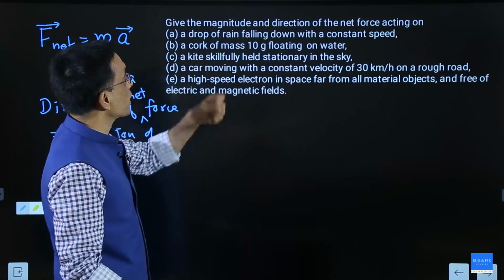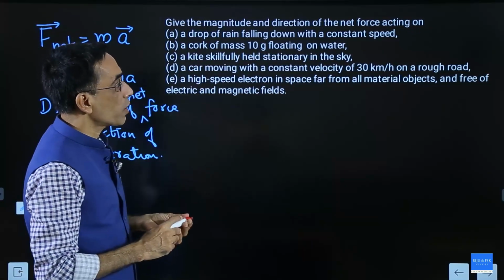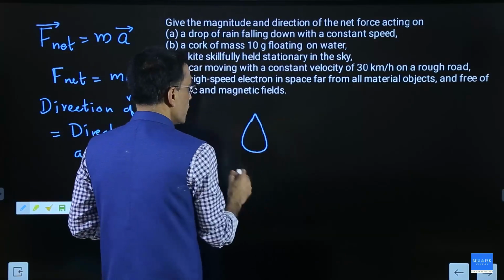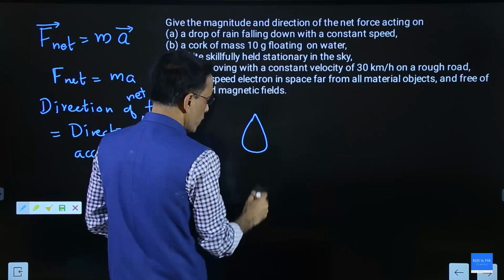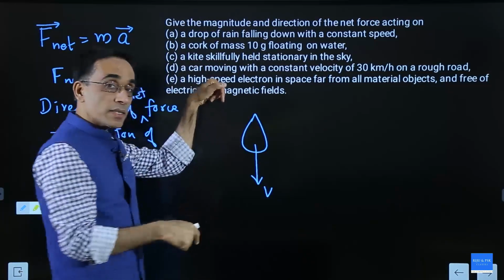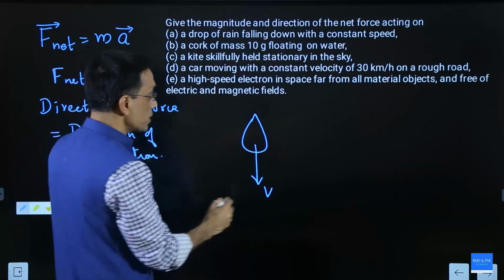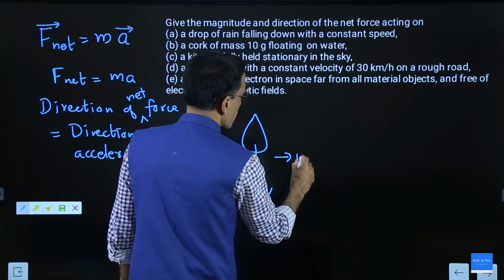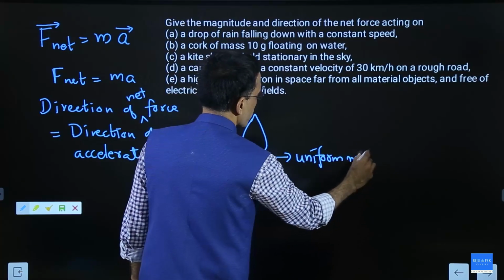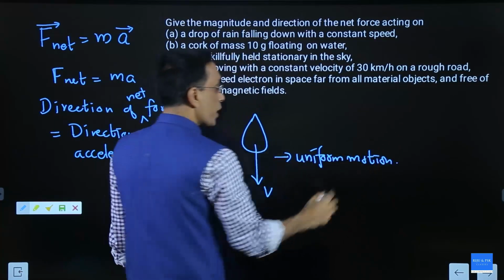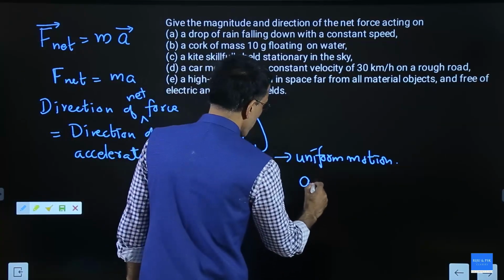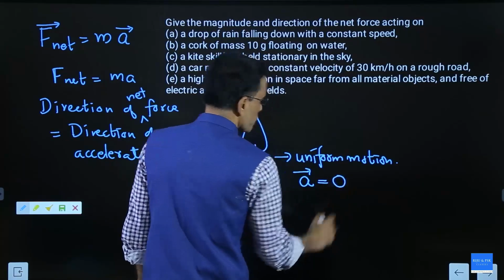Let us take the first example. A drop of rain falling down with a constant speed. This is a raindrop, falling downward with a constant speed. Moving with a constant speed means it's moving in the same direction with the same speed. So the raindrop is in uniform motion. If it is in uniform motion, what is the acceleration of the body? Acceleration is equal to 0.